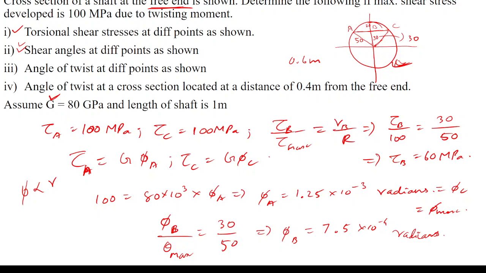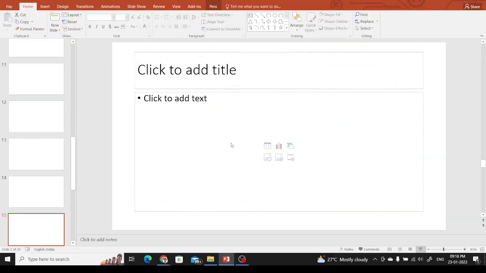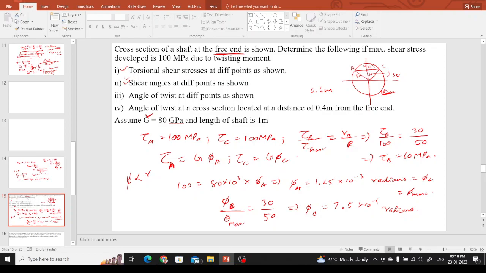Okay, sir. So I am stopping the class today. So in the next class, I will take torsion of shafts and then thin cylinders, piers, and columns.